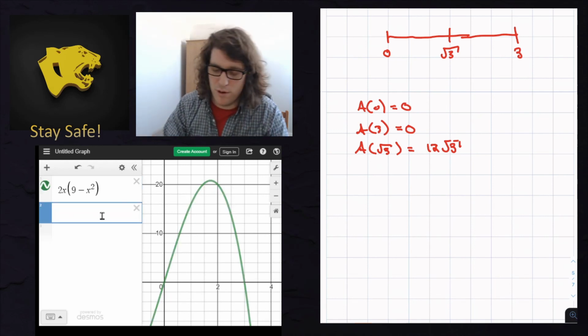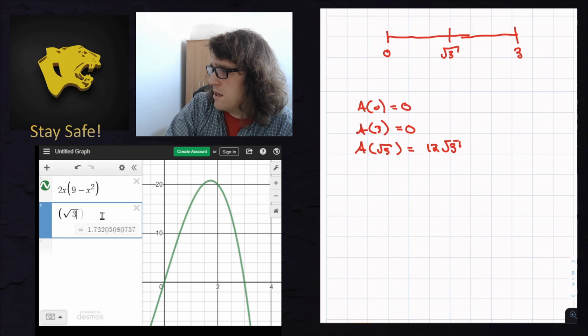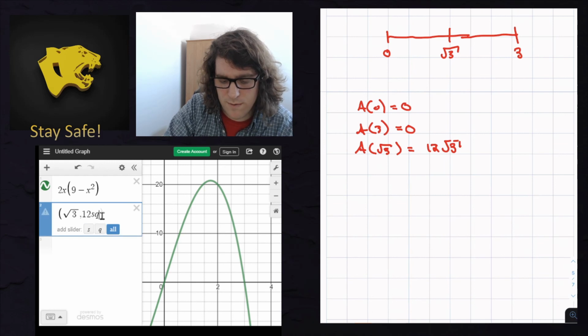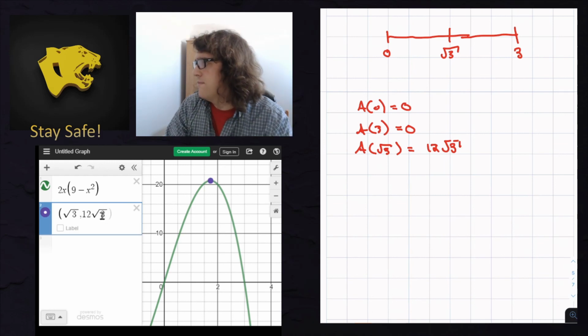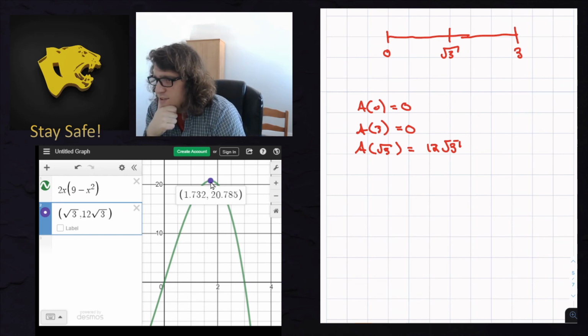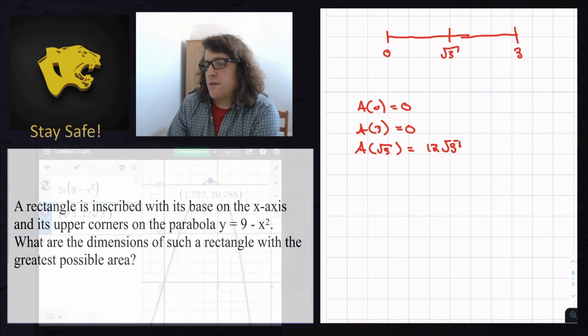I mean, I could put the exact values here. So square root 3, comma, 12 square root 3. And so we would see that the maximum that we found does occur at that same spot. We add the exact values. Desmos puts it pretty close, but it's not using exact values in that particular example. So that's good. We did a good job.